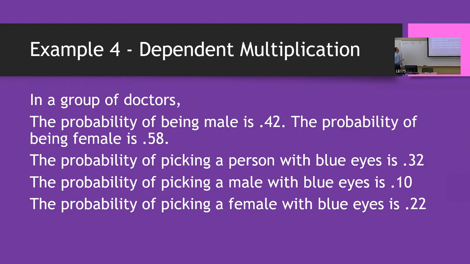So it says there's a group of doctors out there, and the probability of when you pick one doctor out of the group, that doctor is male, is 0.42. So by default, the probability that the doctor is female is 0.58.